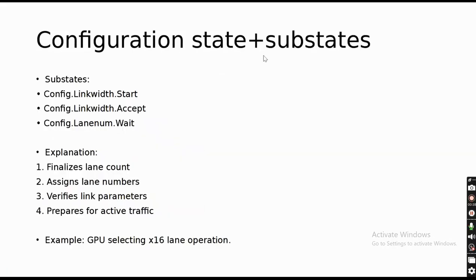Configuration state and substates. Here we have three substates: config link width start, config link width accept, and config lane number wait. What it does here is finalize the lane count, how many lanes we are using, whether 4, 8, or 16, assign the lane numbers, and verify the link parameters. It also prepares for active traffic. For example, as shown here, a GPU selecting 16-lane operation, or 8-lane operation, or 4-lane operation, like that.